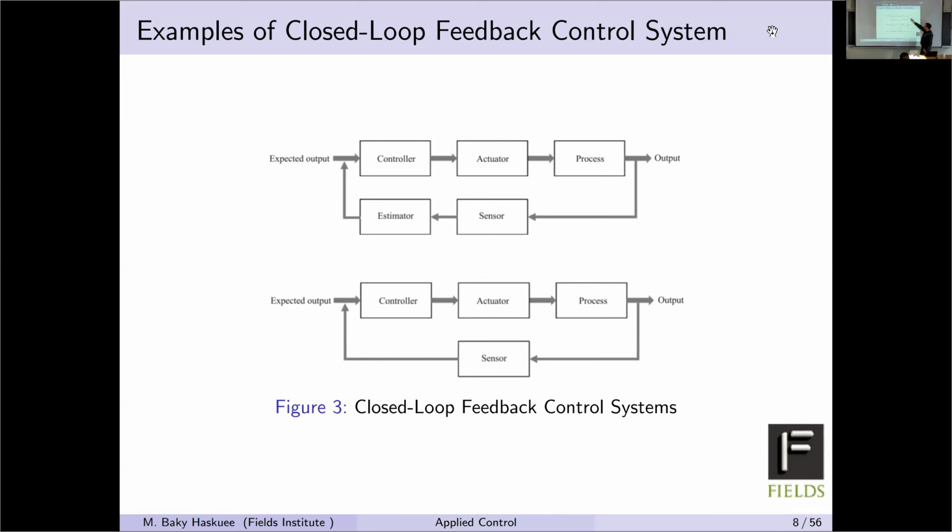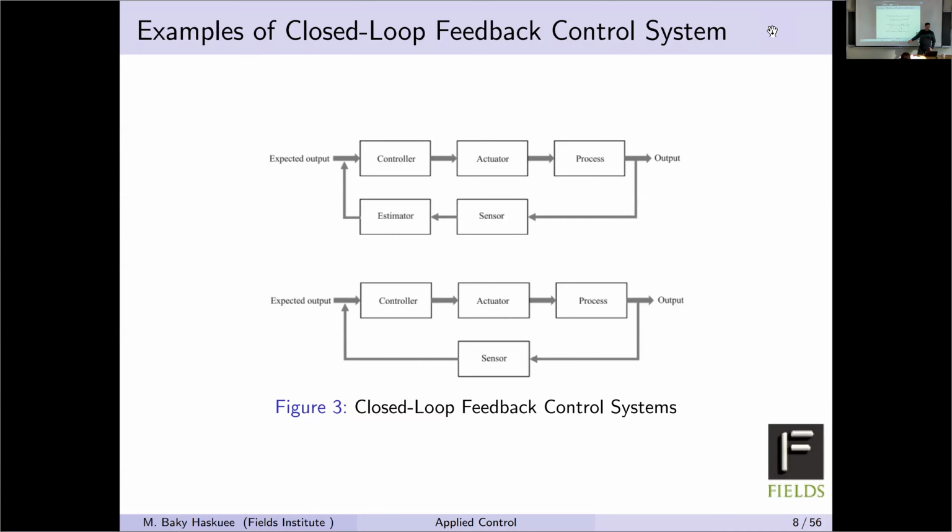One of them, as you see, we have this controller, actuator, process, and for the feedback we have sensor and estimator. The sensor collects the data, or measures the performance of the output and deviation, and then sends it to the estimator. The estimator compiles the data and sends it to the controller. The controller uses the prior information and the feedback, and then again sends the command, and this loop will happen to maximize the output performance.